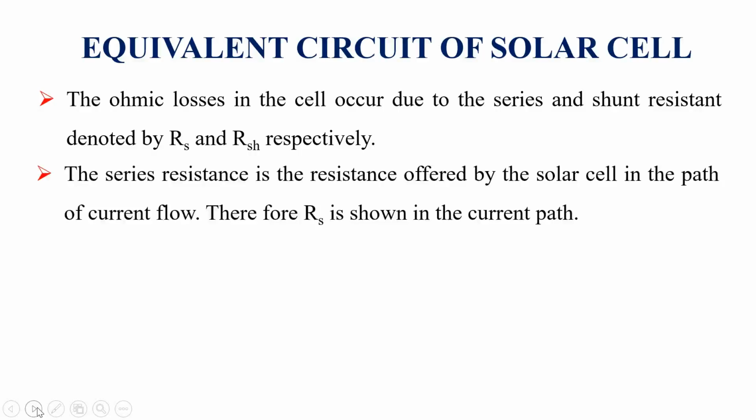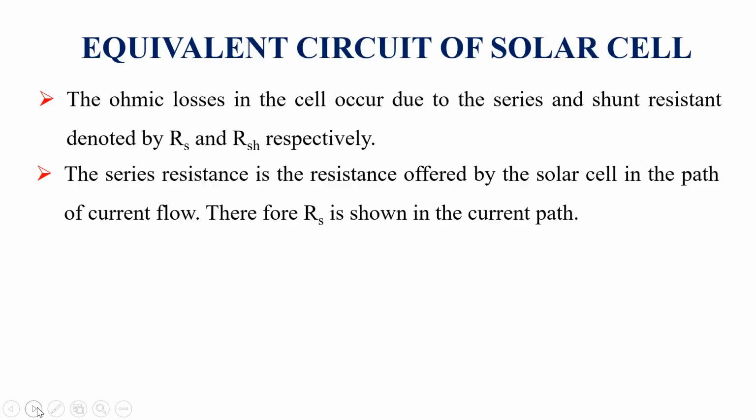The series resistance is the resistance offered by the solar cell in the path of current flow. Therefore, Rs is shown in the current path. Here, the ohmic losses in the cell occur due to two resistances, the series resistance and the shunt resistance, denoted as Rs and Rsh respectively.